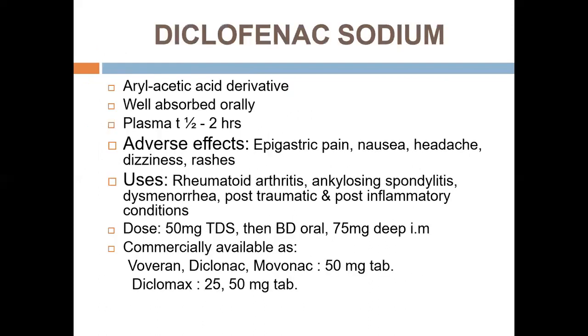The other drug is diclofenac sodium, which is an acetic acid derivative. The half-life is half an hour to 2 hours, and the main side effects are nausea and headache. It is used in arthritis, ankylosing spondylitis, all those types of pain, and also in surgery. There are various types of diclofenac. There are the safer ones which are used for the GIT, like capsules, which are potent in preventing GIT bleeding.